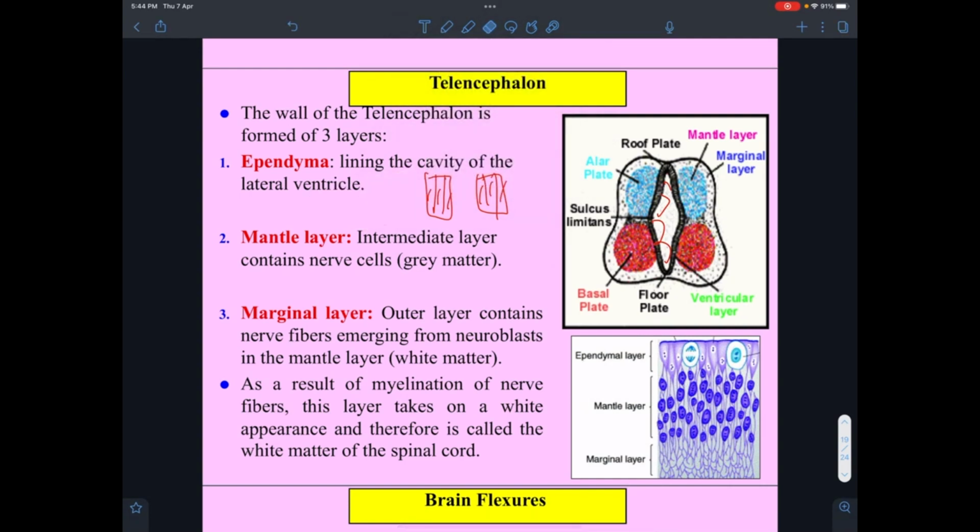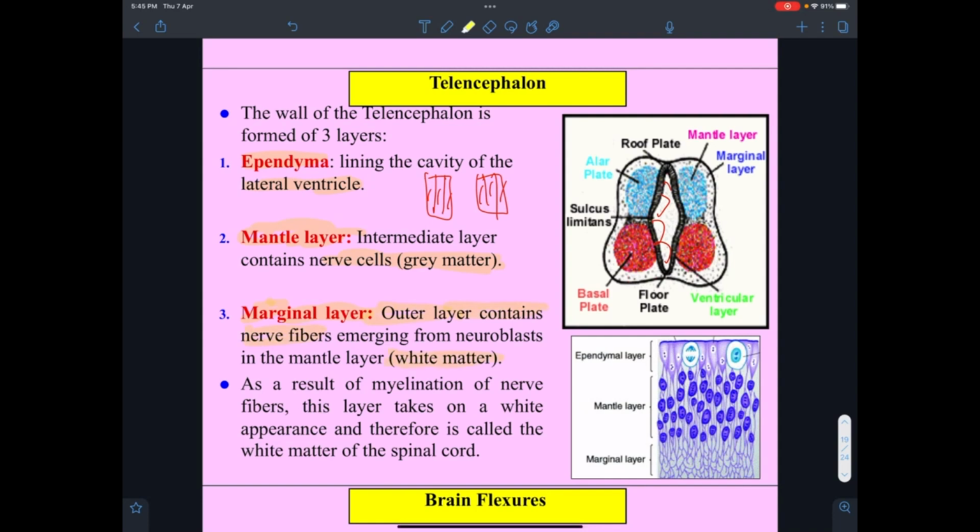So this is the point of the slide where basically we should know by the name. If you want to know anything else, we should know by their name. The wall of the telencephalon is formed of 3 layers. The inner one is the ependyma, meaning ependymal cells, right? We got the ependymal cells lining the cavity of the lateral ventricle. And this makes sense, because what's the ventricle in the telencephalon, in the cerebral hemispheres? The lateral ventricle, all right, on both sides. The mantle layer is next, forming the gray matter, and contains nerve cells, and the marginal layer, which is the outer layer, consists of myelinated nerve fibers, which is going to be the white matter.